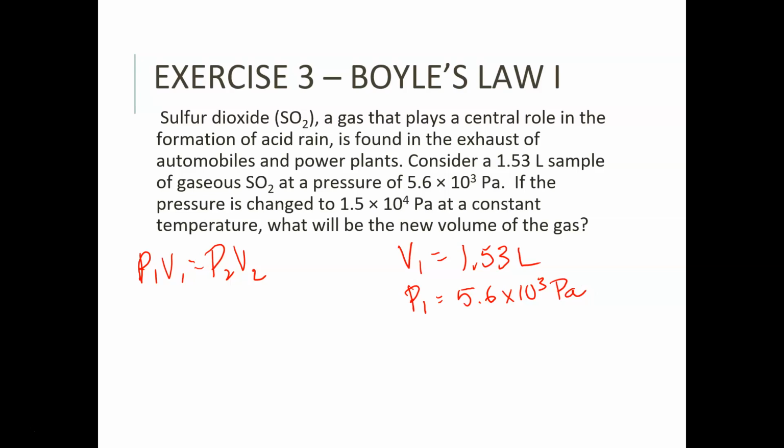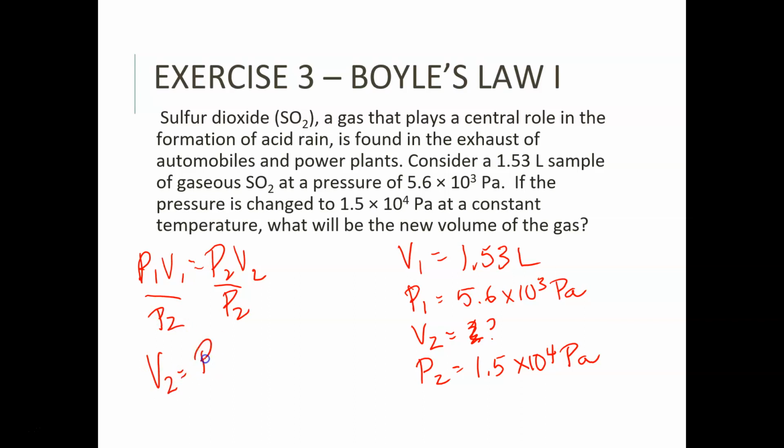If the pressure is changed to 1.5 times 10 to the fourth pascals, at a constant temperature, what will be the new volume? So we know V2 is what we're looking for here, and P2 is 1.5 times 10 to the 4th pascals. So we look at our equation. I'm solving for V2, so I've got to divide both sides by P2. So V2 is equal to P1 V1 over P2.